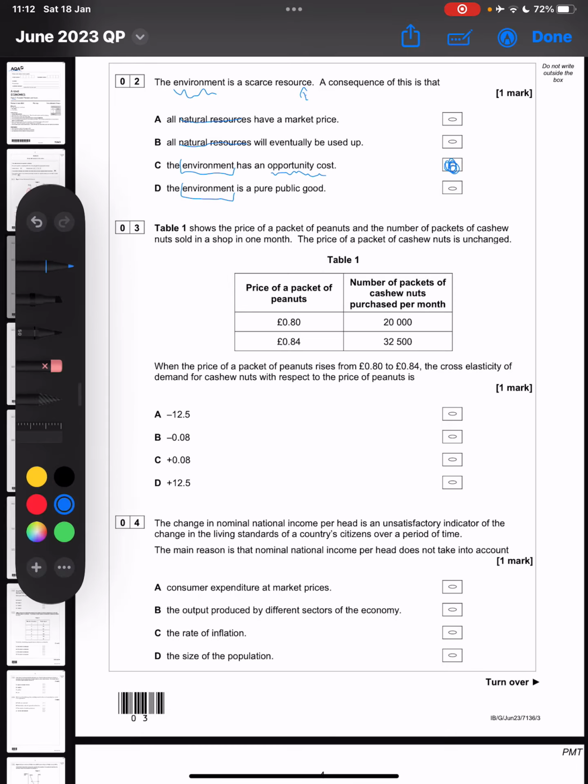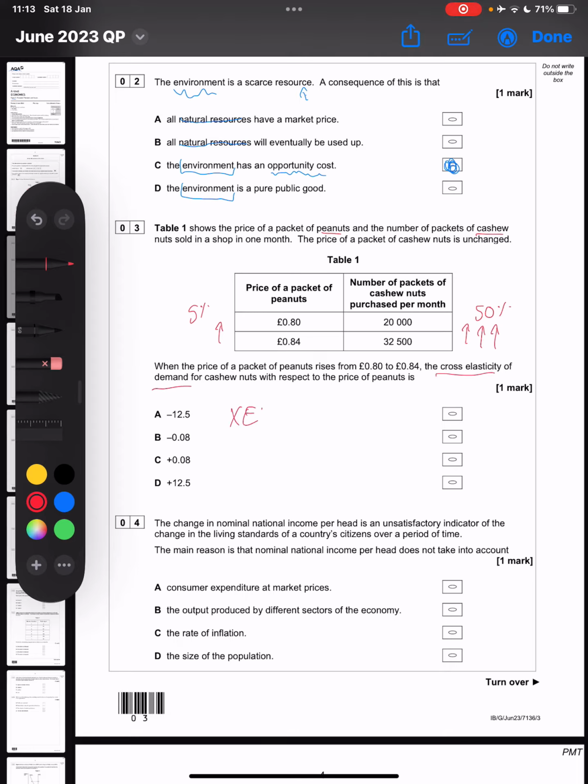Okay, so we have next question 3, which is the price of peanuts and the number of cashews sold in 1 month. Peanuts are increasing in price a little bit. I don't know how much it is, like 5%, something small. And the percentage change in quantity demanded for cashew nuts looks to be fairly large, maybe like 50% or so. Right, so we need to work out the XED.